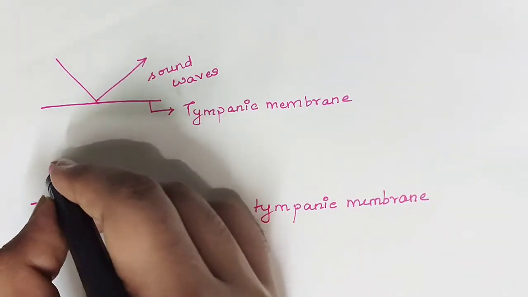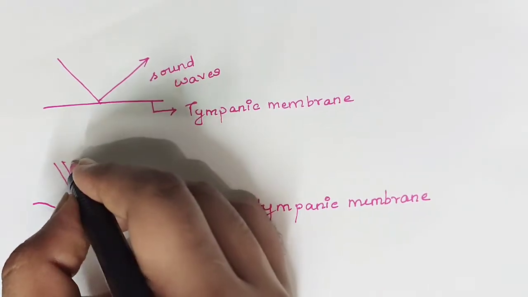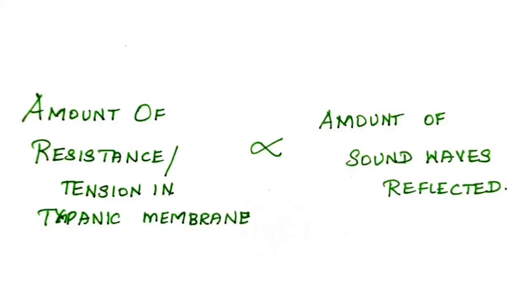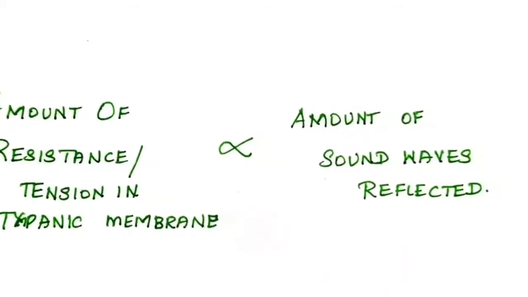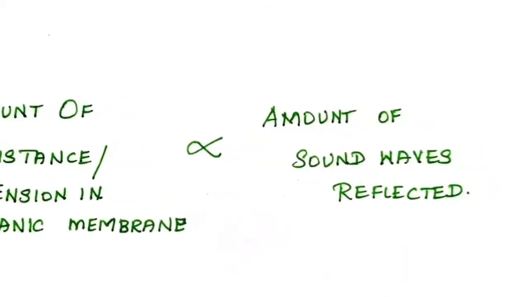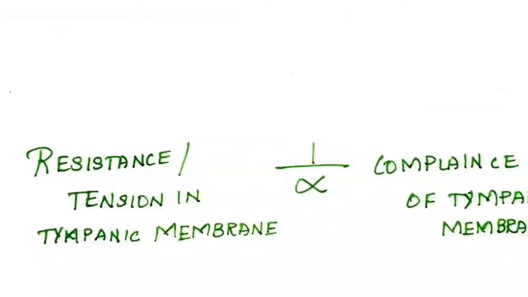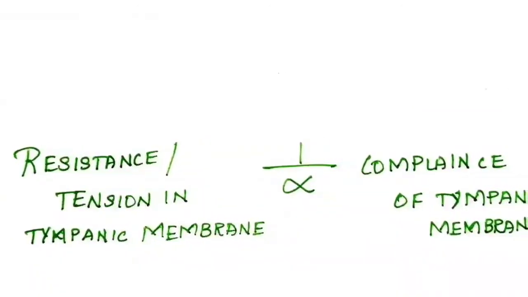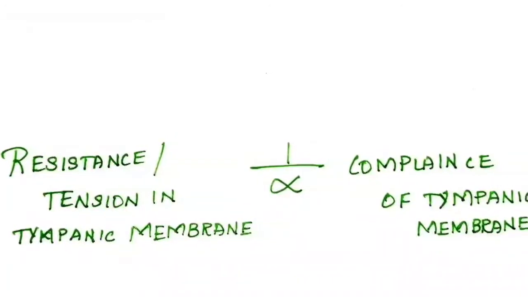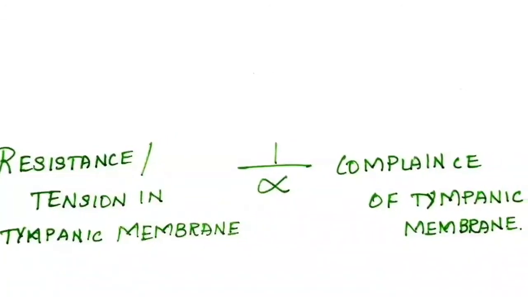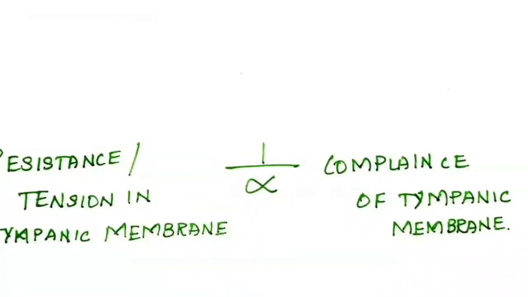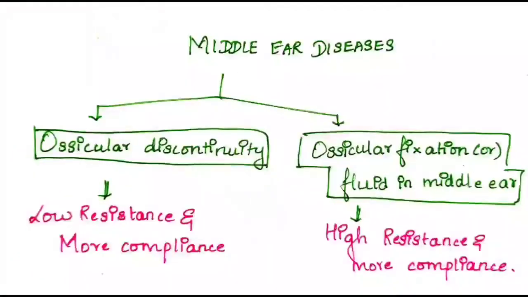To understand how we measure the compliance, we need to know the relationship between resistance and compliance. It is basic knowledge. We know that compliance and resistance are inversely related. It means if the resistance of the tympanic membrane is more and more waves are reflected, the compliance is less. And if the resistance of the tympanic membrane is less and less waves are reflected, the compliance is more. With the help of this mechanism, we measure the tympanic membrane compliance.